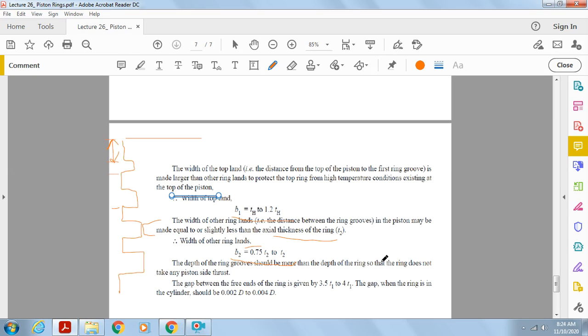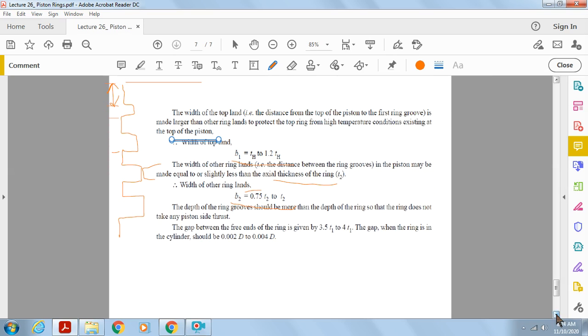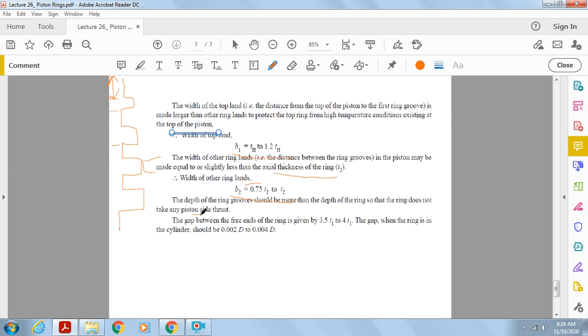The depth of the ring groove should be more than the depth of the ring, so that the ring does not take any piston side thrust. So the groove depth should be more than the ring depth. Why is it more? Because the ring should not take any piston side thrust. Otherwise, if it takes the side thrust, it may be damaged. So it should be completely protected from the side thrust.